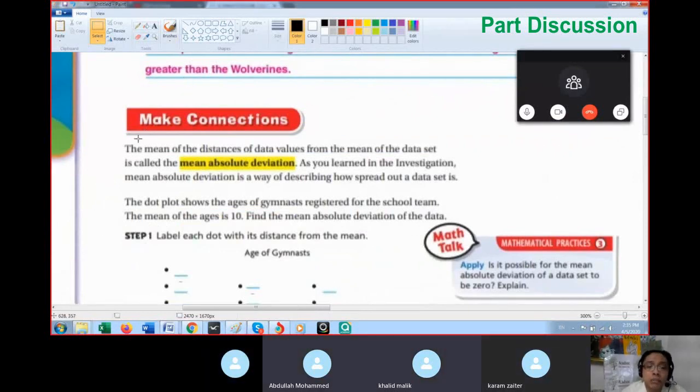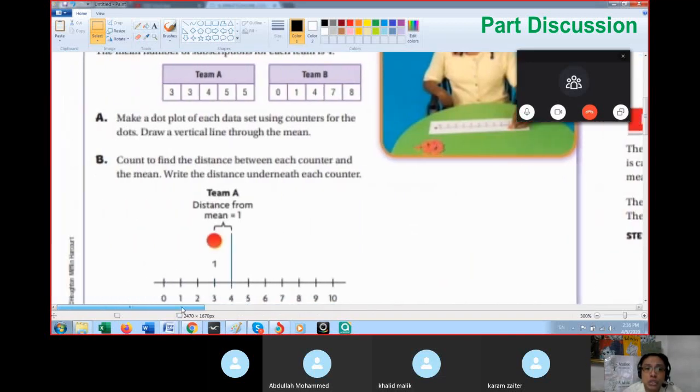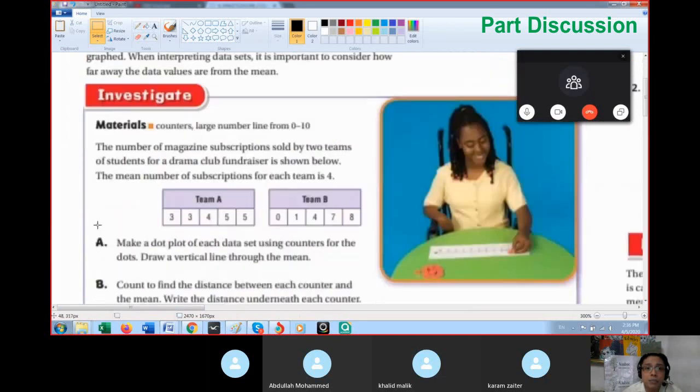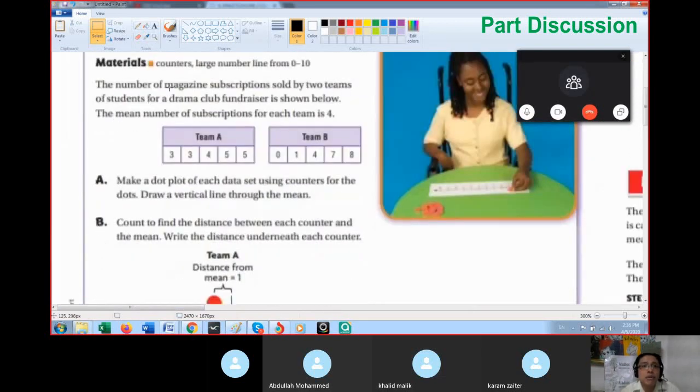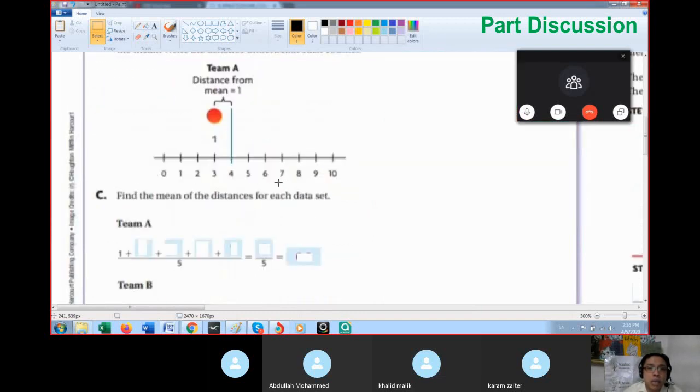So when we talk about mean absolute deviation, the mean of the distance of the data values from the mean of the data set is called mean absolute deviation. Okay? Now, how to get the mean absolute deviation? Look at this example. The number of magazine subscriptions sold by two teams, Team A and Team B.